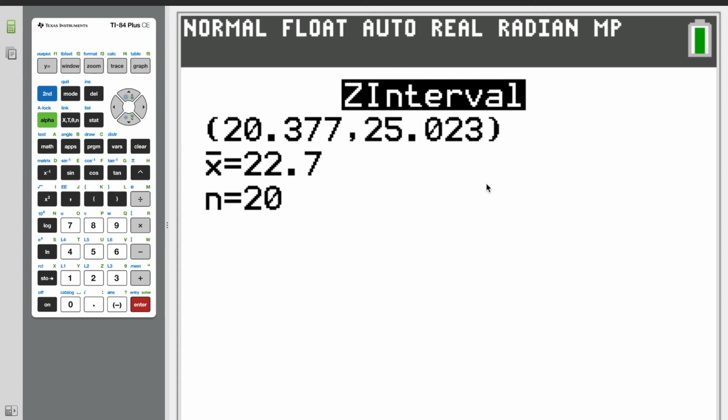And once you have your lower and upper bound, just make sure you properly interpret these values. So in our problem, we would state that we have a 95% confidence that the mean age of all students at VCU is somewhere between 20.377 and 25.023 years of age.